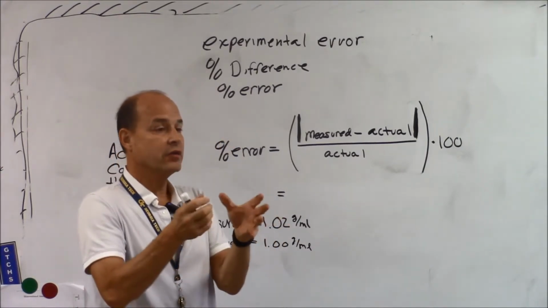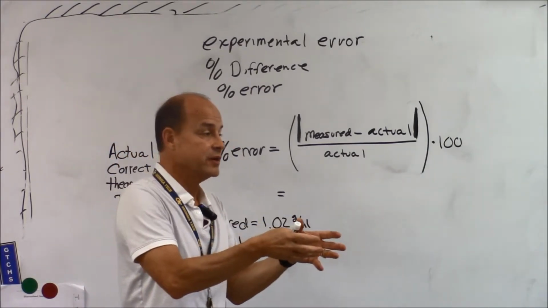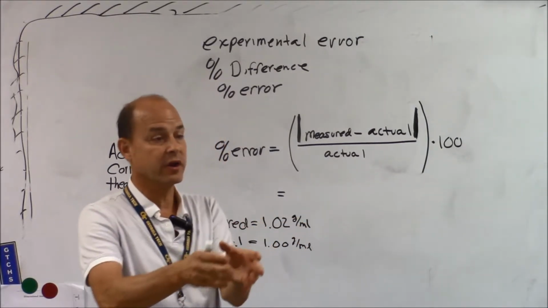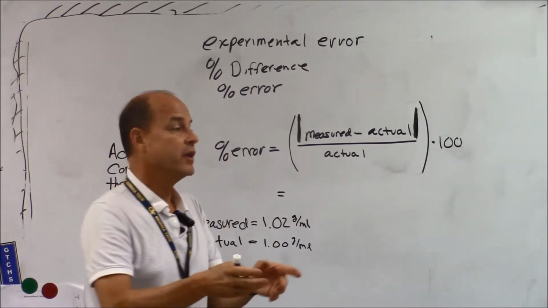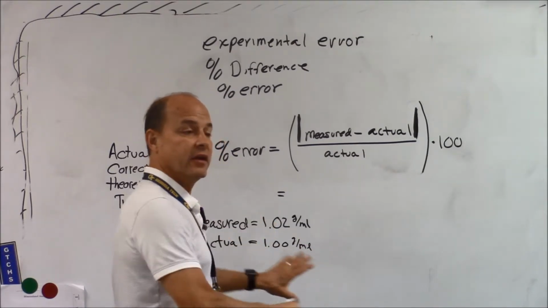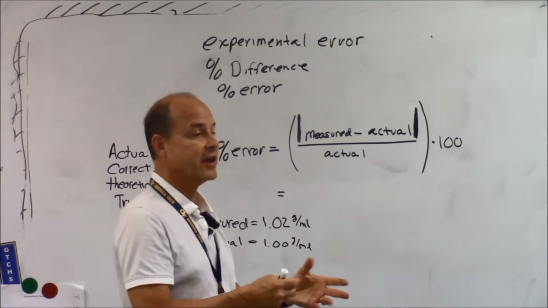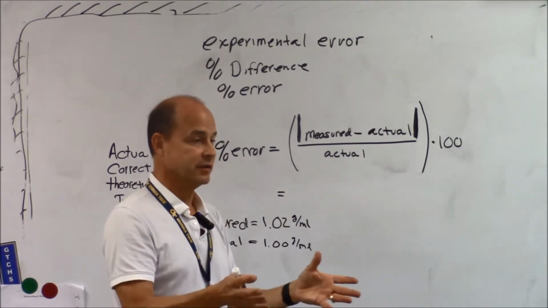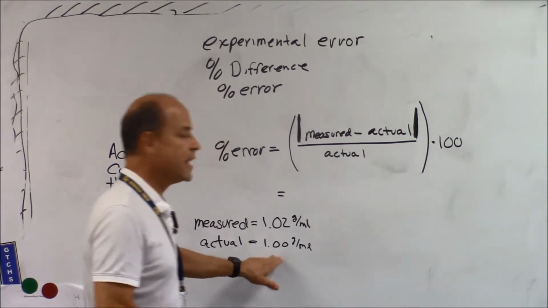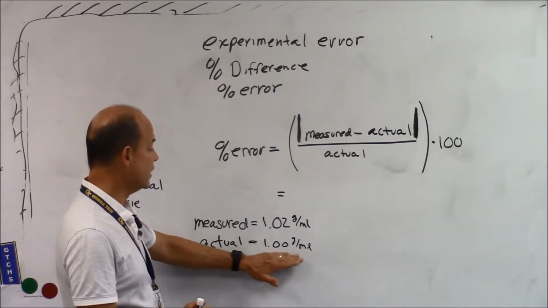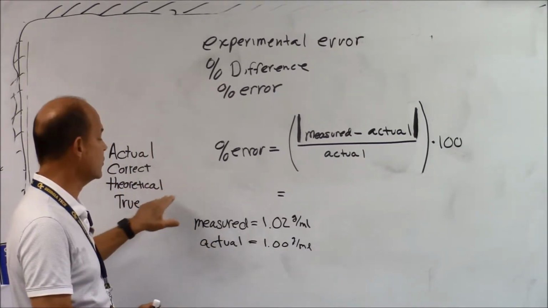I don't know whether they took a gram of water and then put it in a graduated cylinder and said, okay, this is a milliliter, or whether they took a milliliter of water and then they put it on a scale and said, okay, this is a gram. But in either case, 1 gram per milliliter, by definition, is the density of water, and that's probably how they set up the whole metric system. So by definition, that's what the value of the density of water is. That's the actual, the correct, the true, the theoretical.